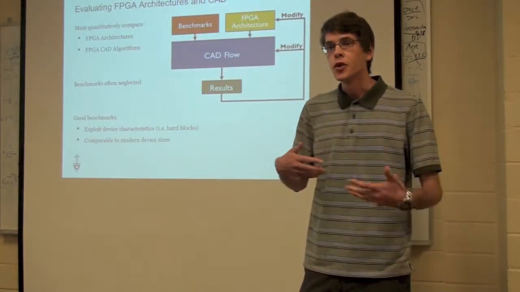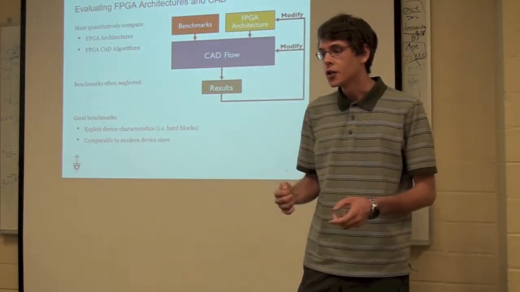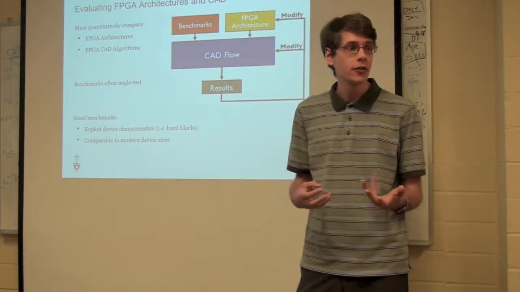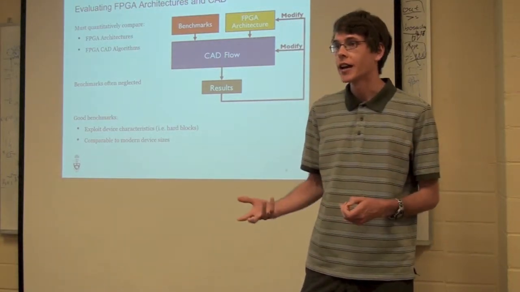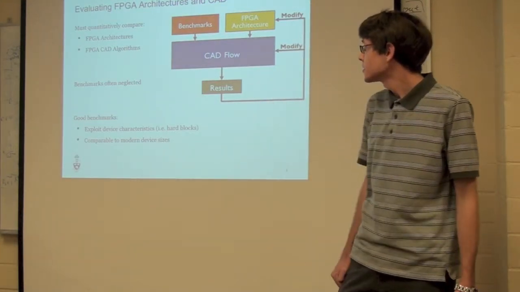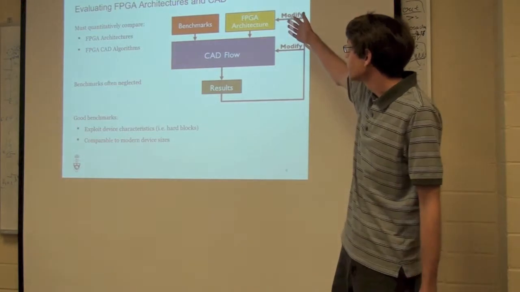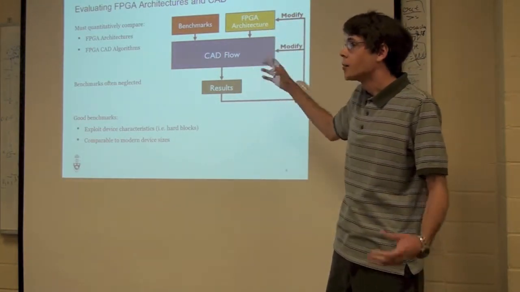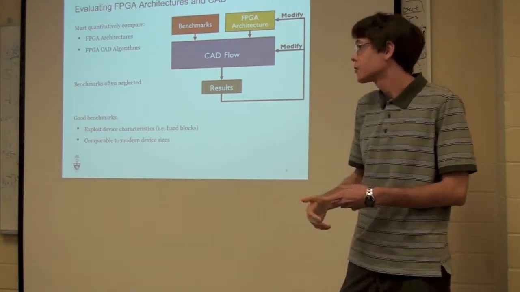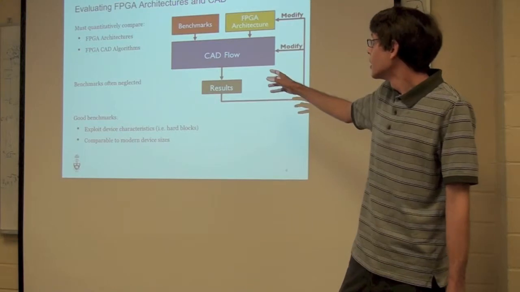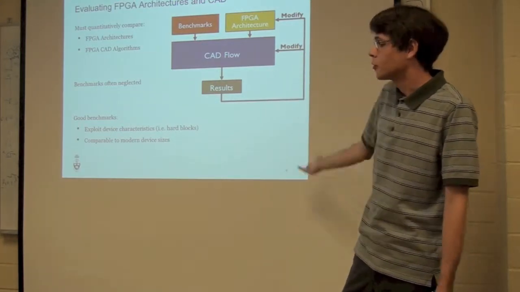So one of the things that we do in FPGA research is we want to be able to compare quantitatively different FPGA architectures and different FPGA CAD algorithms. And the way we do that is typically with a CAD flow like this, where we have some hypothetical FPGA architecture, we have some set of benchmarks, and we map the benchmarks onto the architecture using some CAD flow. We analyze the results, and then go back and improve our architecture or our CAD flow.